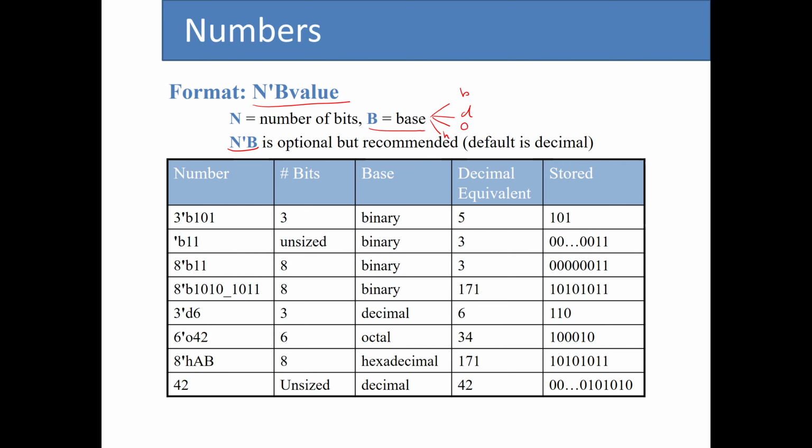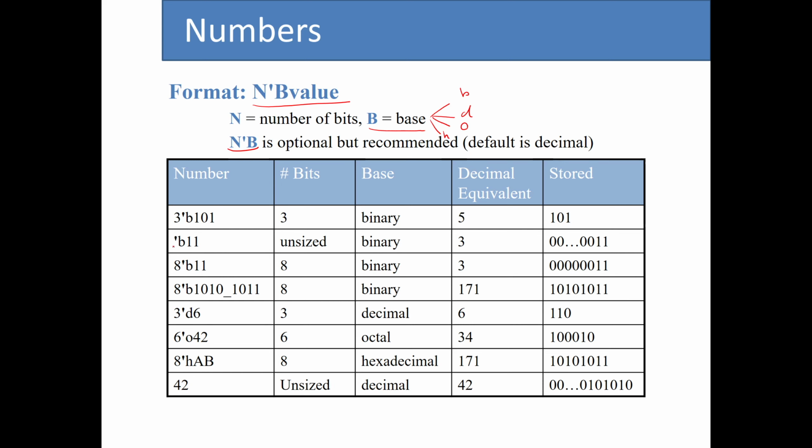So let's go over some examples of representing numbers in SystemVerilog. For the first example, we have 3 single quote B101. This 3 specifies that our number has 3 bits. This B specifies that the number is in binary. So 101 is going to be interpreted as a binary number with the decimal equivalent of 5. This is what is going to be stored, 101.